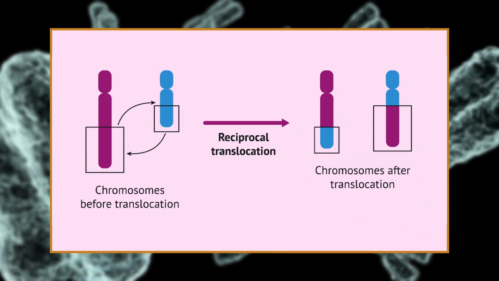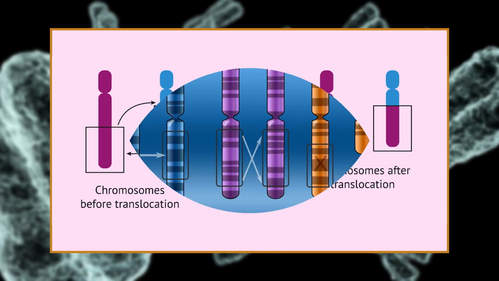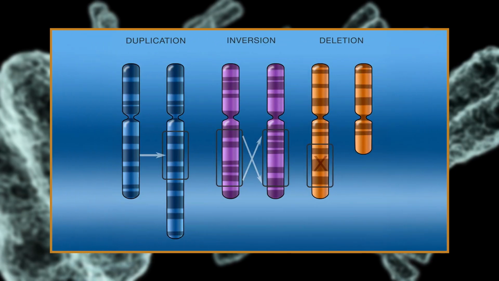Translocation is a structural chromosomal mutation where a segment of one chromosome breaks off and attaches to a non-homologous chromosome. Unlike deletions or duplications, translocations do not change the total amount of genetic material, but they rearrange the genetic sequence, which can affect gene function and regulation.